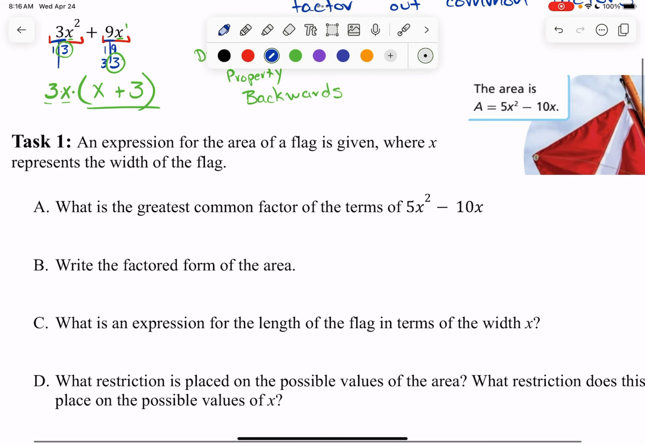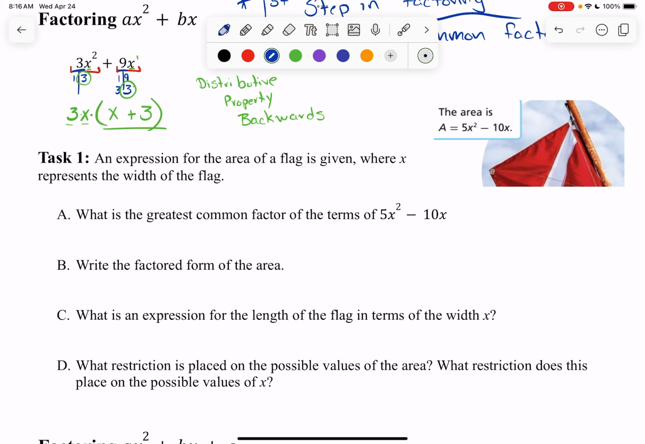So here in this first task, we have a flag. An expression for the area of a flag is given, where x represents the width of the flag. So I'm going to go ahead and sketch my flag. I know x is the width. We don't know the length. So we want to first find the greatest common factor of these. So the greatest common factor.